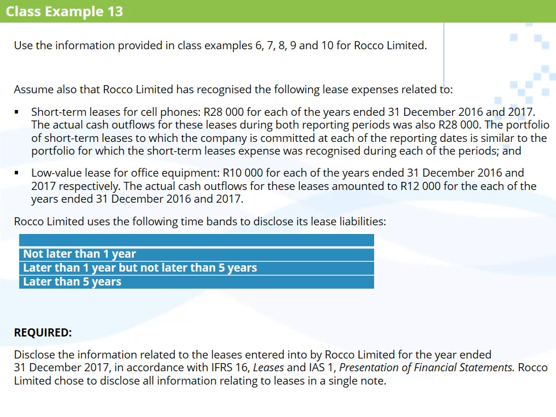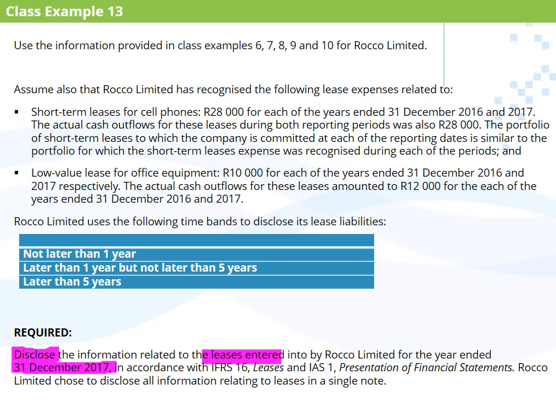Let's work through class example 13. This follows on the Rocco Limited scenario that we have covered in examples 6 to 10. Please keep your workings from those examples with you as we work through this example. We are required to disclose the leases entered into by Rocco for the year ended 31 December 2017. We are given some additional information in the scenario regarding Rocco's leases.